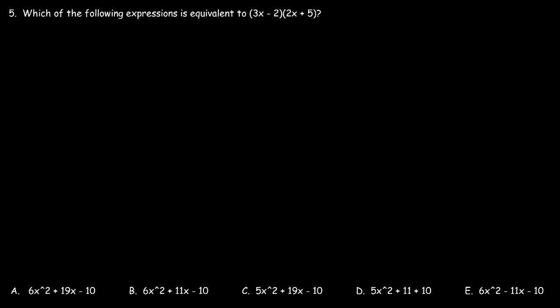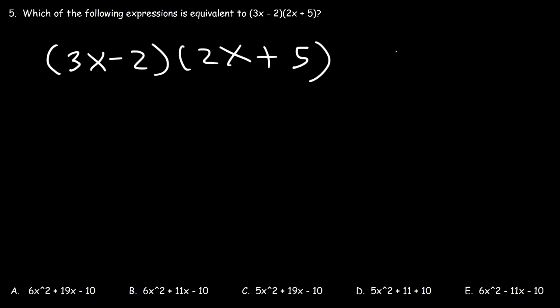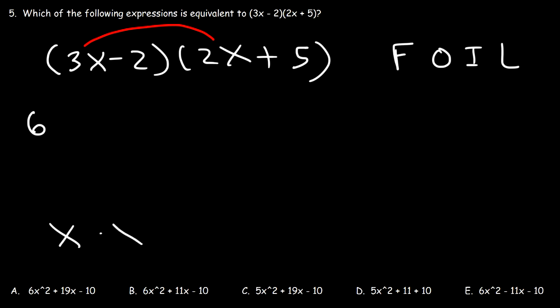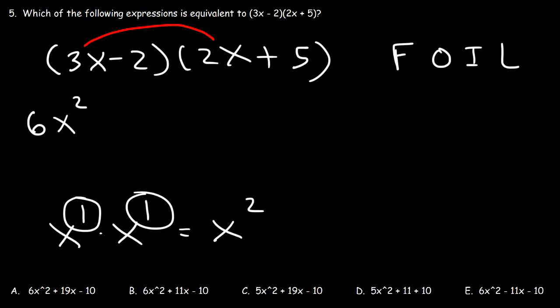Number 5. Which of the following expressions is equivalent to 3x minus 2 times 2x plus 5? So what we need to do is FOIL this expression. F stands for first. We're going to multiply the first term in each binomial, so 3x times 2x. Now 3 times 2 is 6. But what is x times x? When multiplying variables, you need to add the exponents. 1 plus 1 is a 2. So if you don't see a number here, it's a 1. So this is going to be 6x squared.